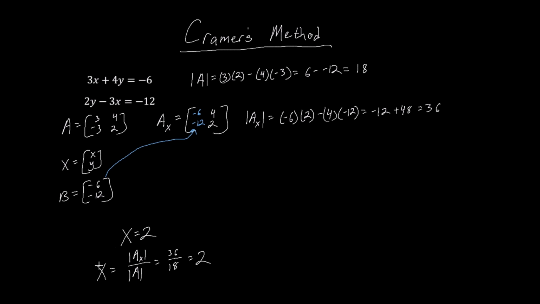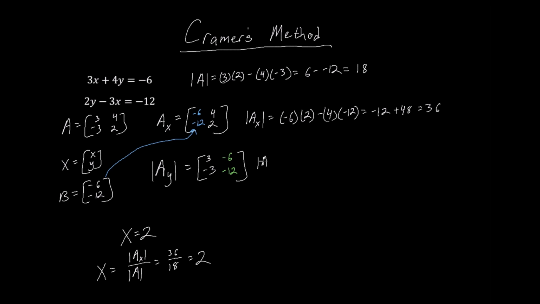Now if I want to solve for y, I need to do the same thing except do it for A sub y. So A sub y is when you take matrix A, but this time instead of replacing the x, we're going to replace just the y. So we're going to start back over. We're not going to use A sub x, we're going to start back over at just A. So leave the x column, but now replace the y column. Instead of writing 4 and 2, we write negative 6, negative 12.